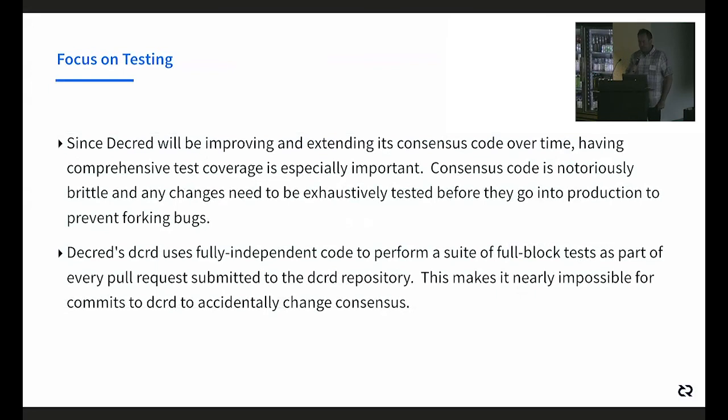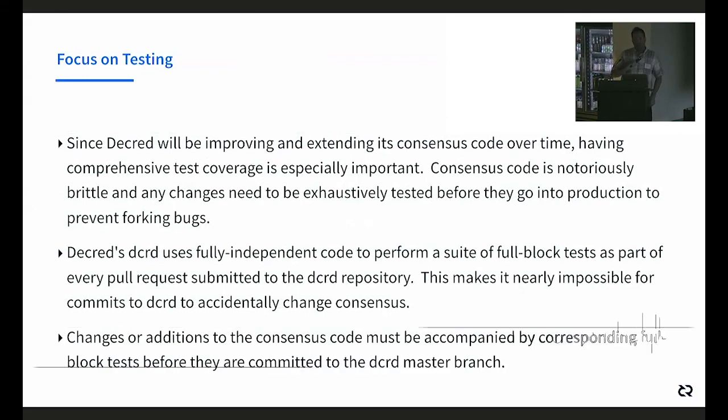The code used to do the full block tests in DCRD, which is our consensus daemon, is fully independent from the consensus code itself. In fact, the only other tests that I'm aware of in other cryptocurrency projects for testing consensus essentially reuse the same consensus code to test their own consensus code. Now, it's going to catch most bugs that way, but to be fully complete, you want a separate re-implementation of these rules as your test harness, and that has been done thanks to Dave Collins, one of our developers.